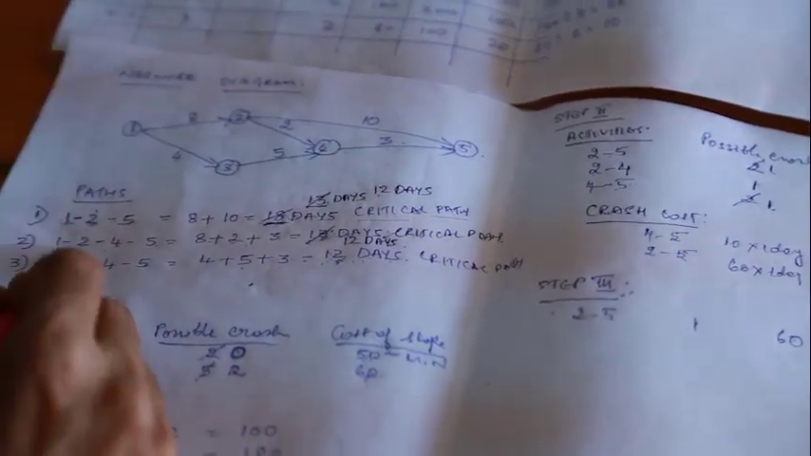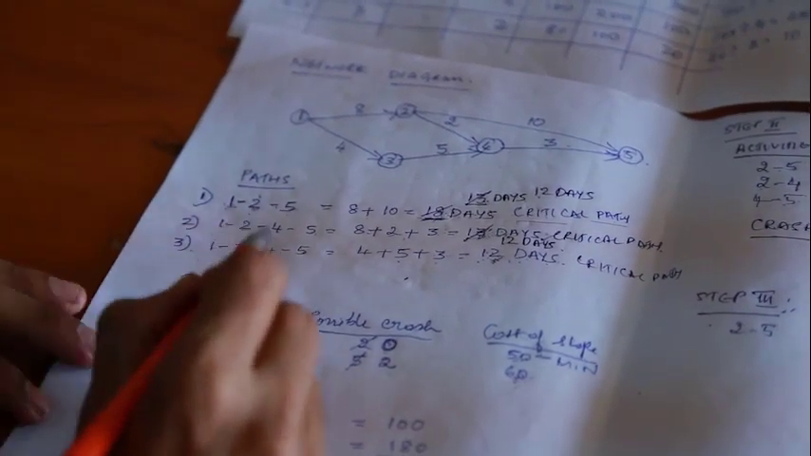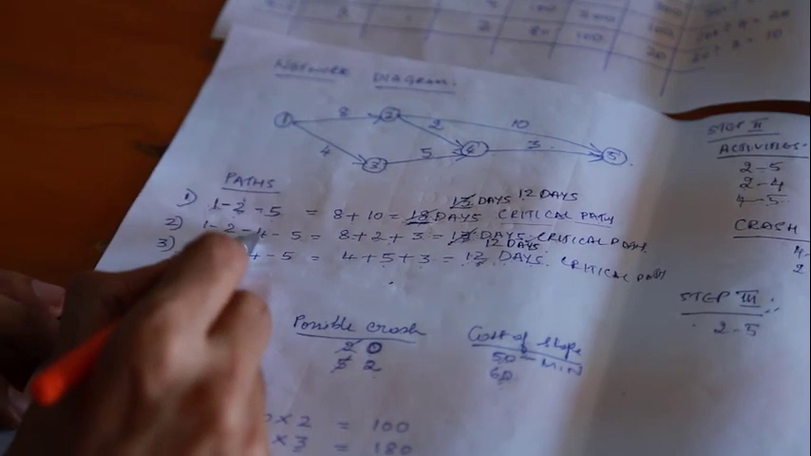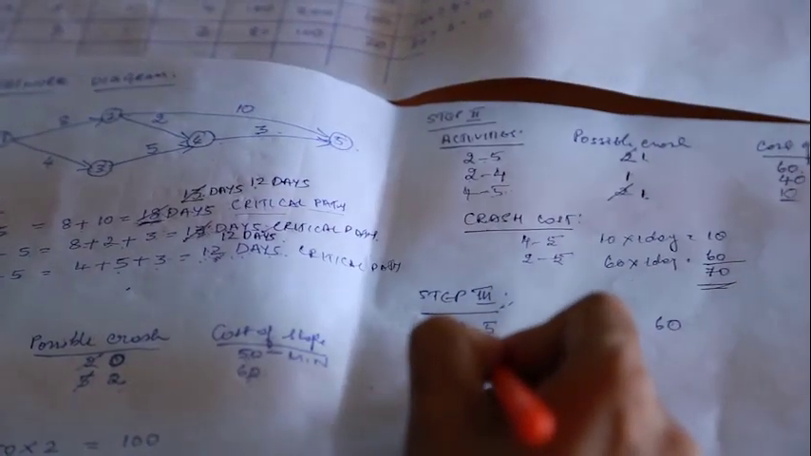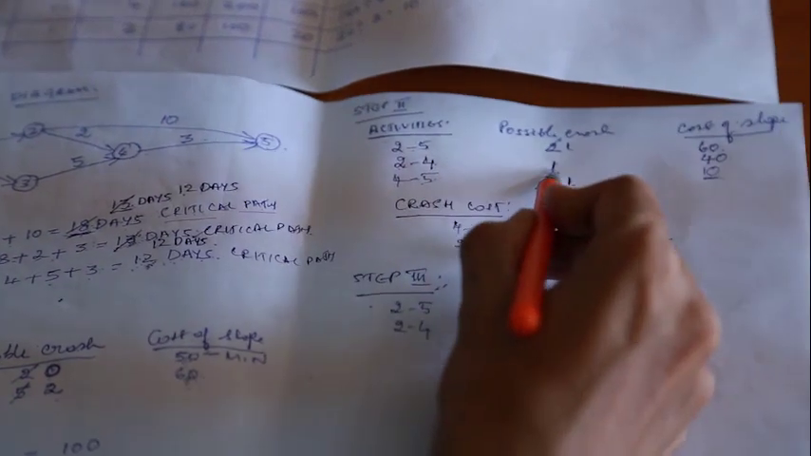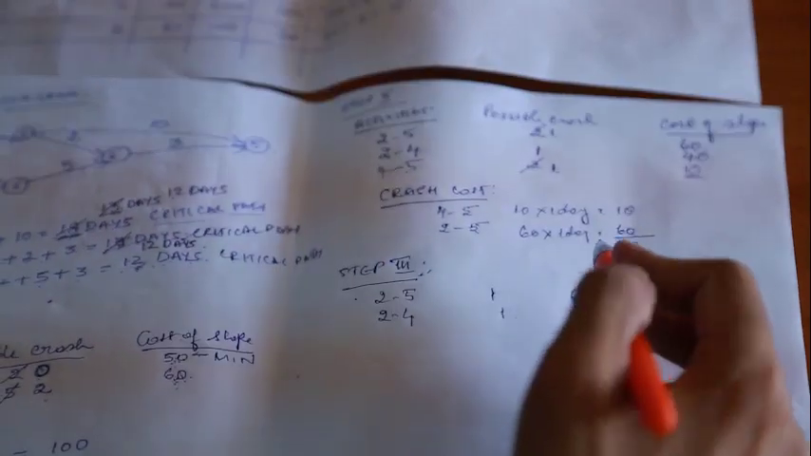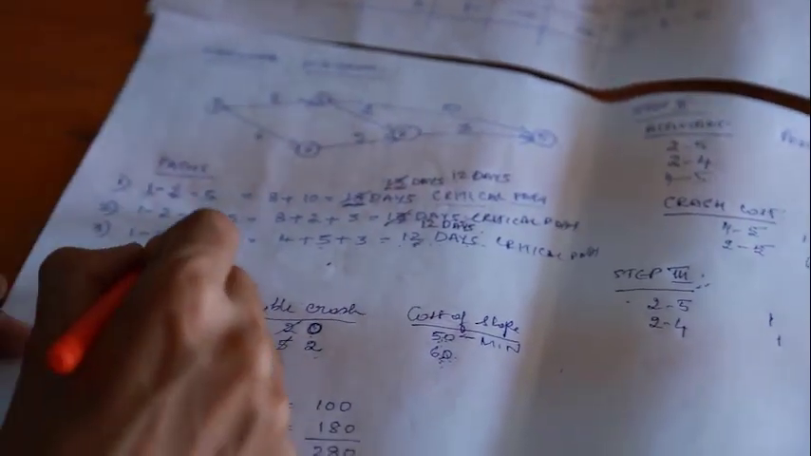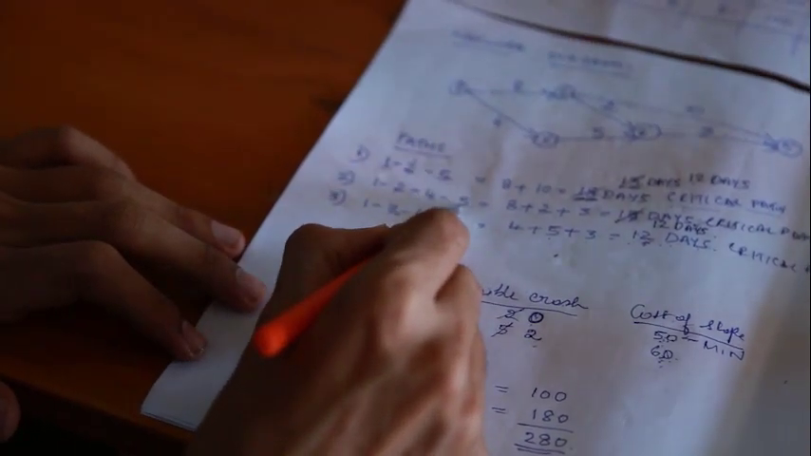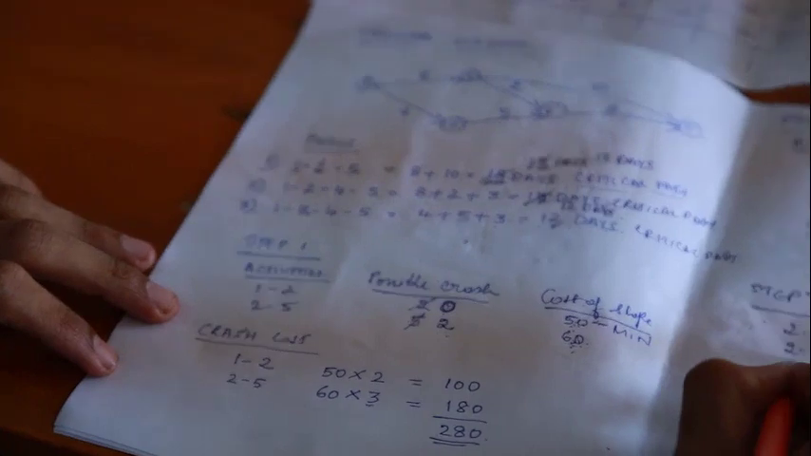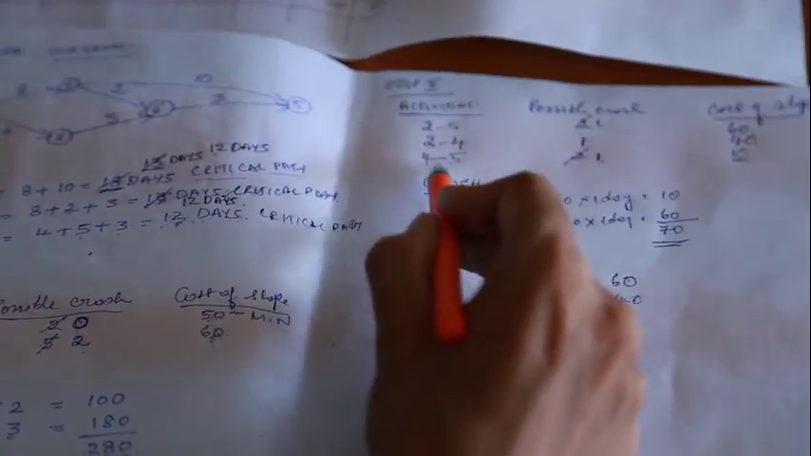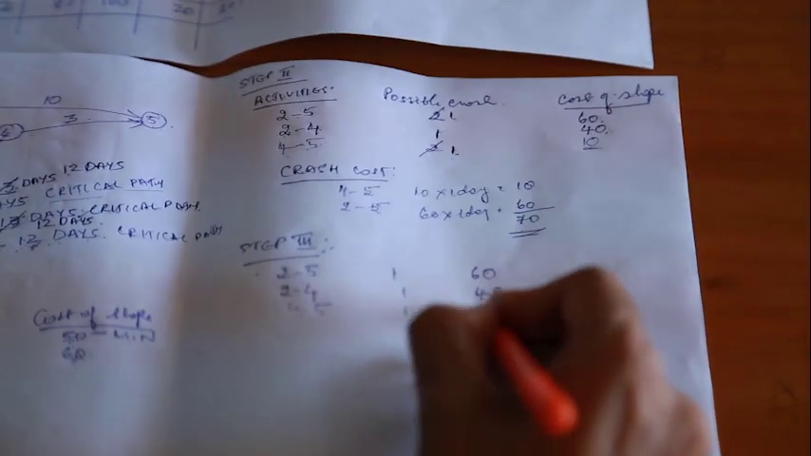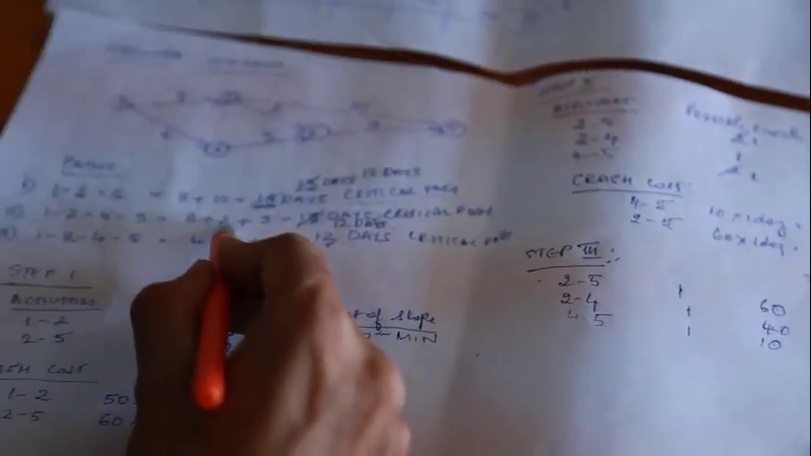Next, coming to the next critical path, 1 to 2, the possible crash is 0, hence it cannot be taken. Next, activity 2 to 4, possible crash is 1, and cost of slope is 40. Next, 2 to 4 is over. Next activity is 4 to 5, possible crash is 1 and cost of slope is 10. So second critical path is over.